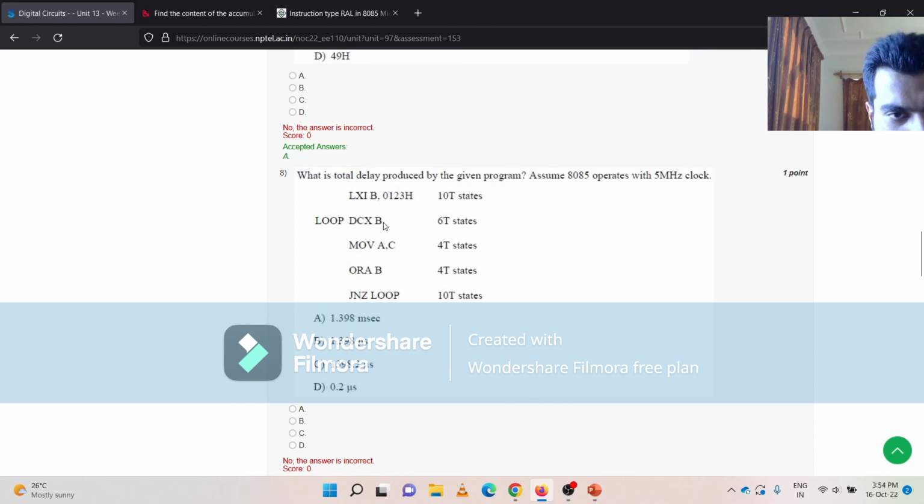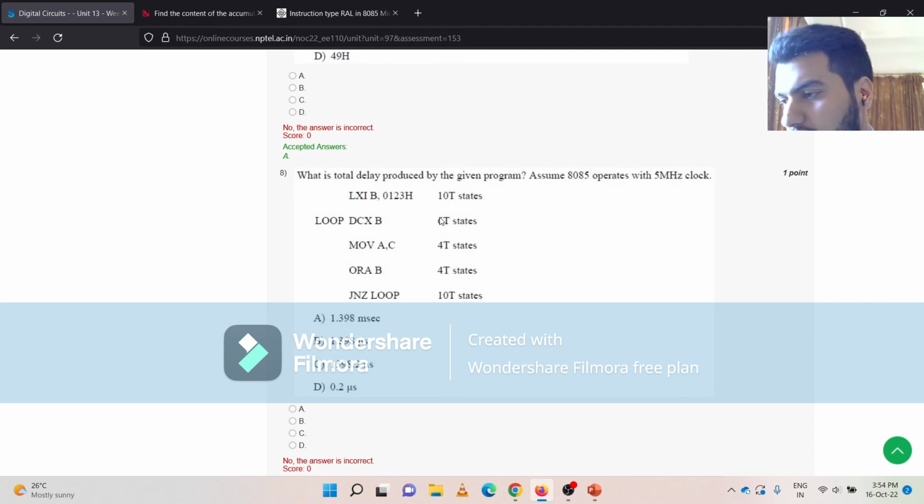Let me just do it myself first, then we can have a look. So first we are loading this 1 2 3. So contents of B will be 1 2 3, right? So this is 1 2 3 hex. So 1 2 3 hex will be 16 squared is 256 plus 16 multiplied by 2 is 32 plus 3 is 3.